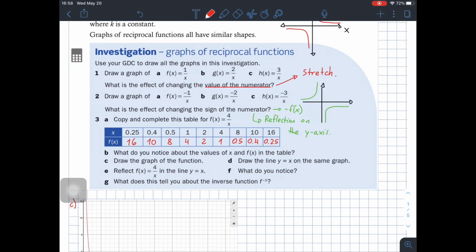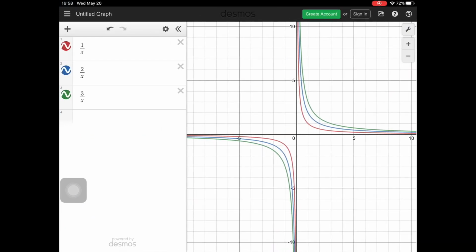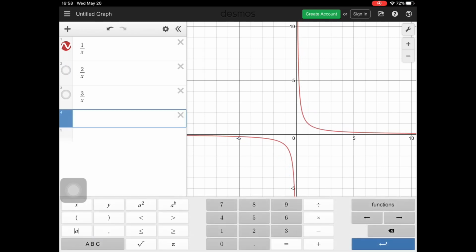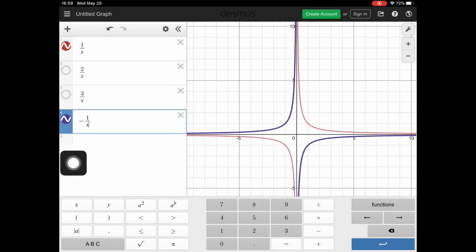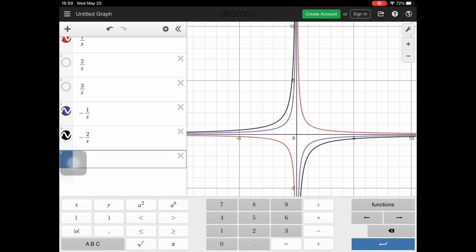Now, for part 2, it says, draw the graph f of x equals negative 1 over x, negative 2 over x, and negative 3 over x. So same thing as before, but now we're adding a negative value in front. What do you think should happen when I add a negative value in front? So let's see. Let me erase this for now, and I'm going to write the equations negative 1 over x, then negative 2 over x, and negative 3 over x.